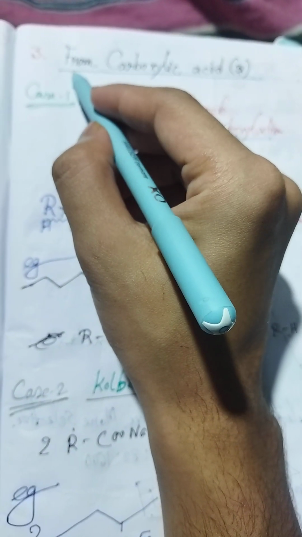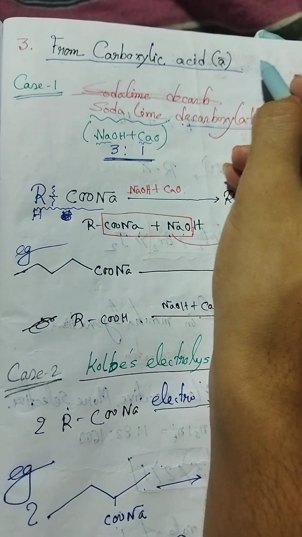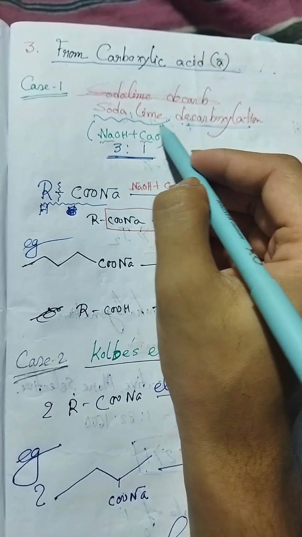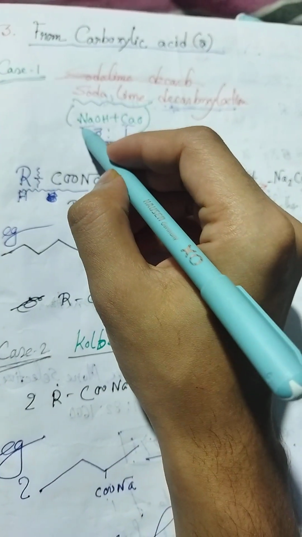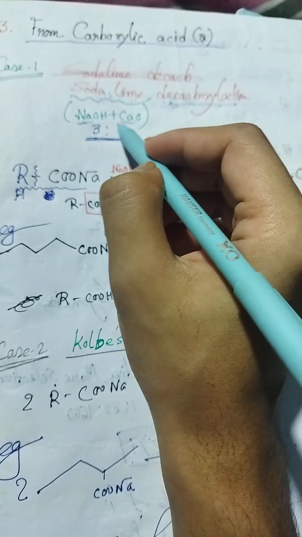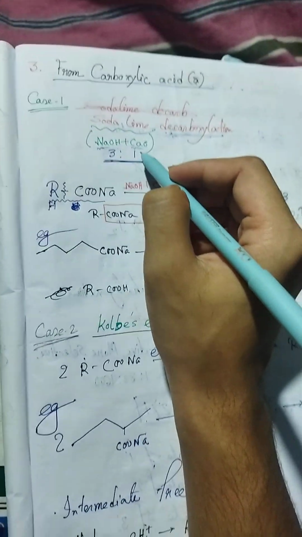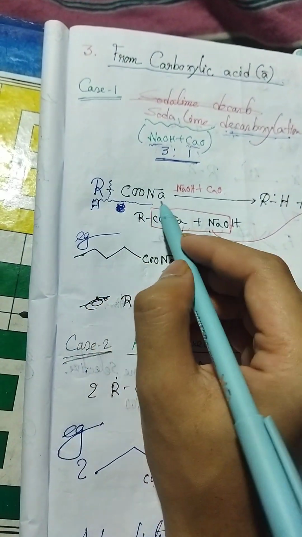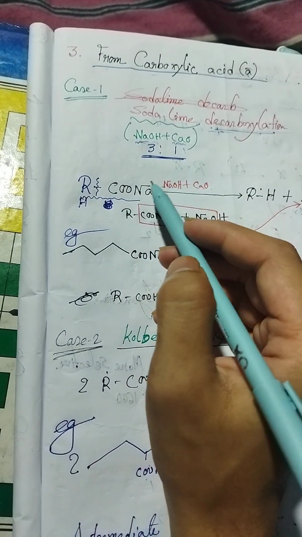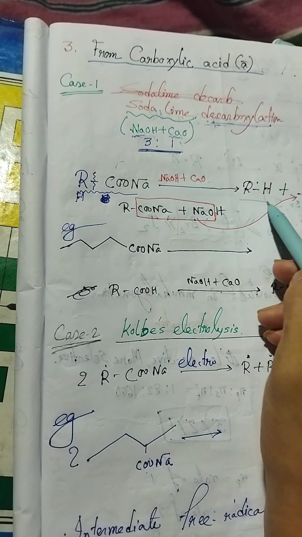Now from carboxylic acid to alkane. Case 1 is soda lime decarboxylation. Here the reagent is NaOH plus CaO in the ratio 3:1. In this case, the acid or acid derivative is the reactant and the product is an alkane.